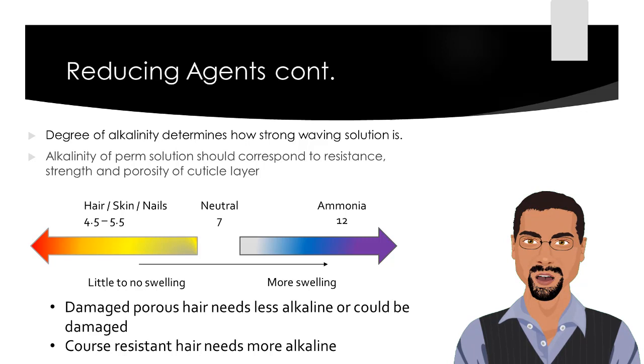Whereas fine, porous, or damaged hair that already has an open cuticle layer will not require any swelling and should use a lower alkaline product. Using a higher alkaline product on porous, damaged hair can cause the hair to melt and break off. The alkalinity of a perm solution should correspond to the resistance, strength, and porosity of the cuticle layer of the hair shaft.